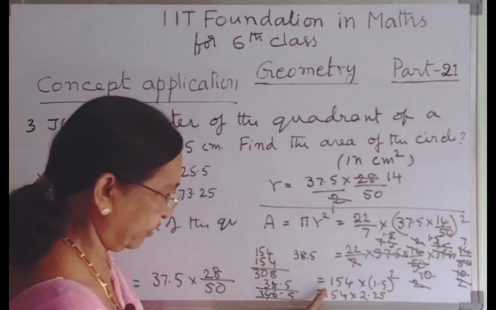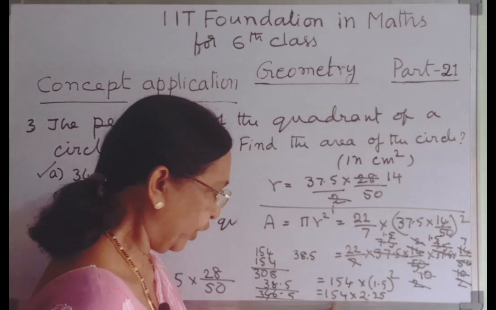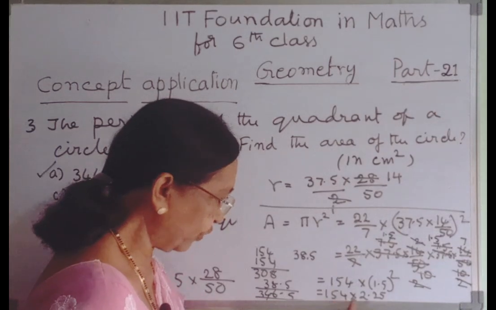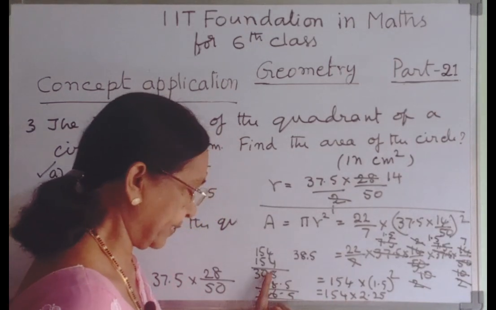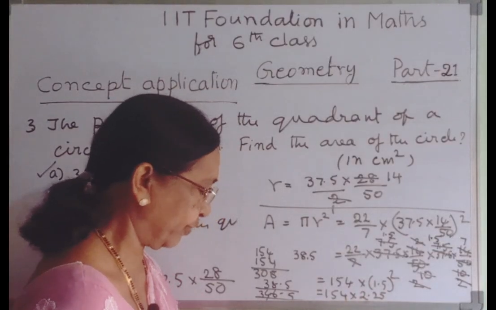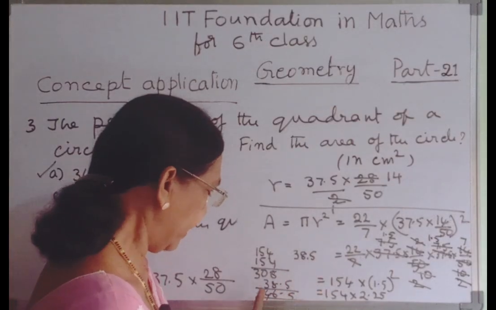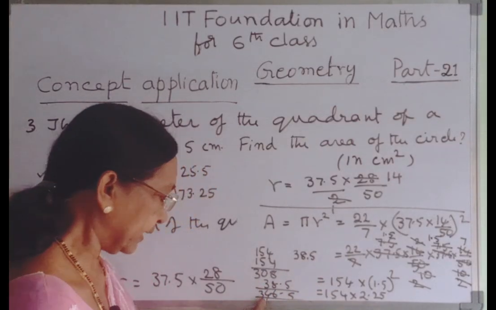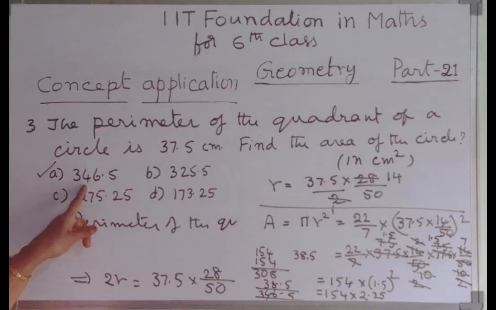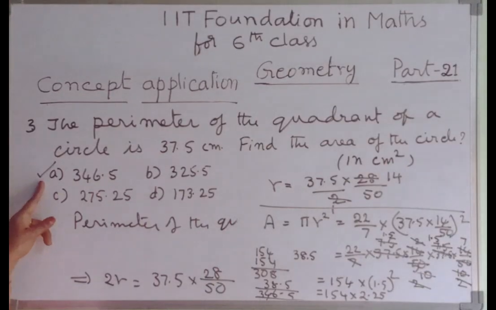So here you have to simplify it carefully. 154 into 2.25. You need not multiply by three of these numbers. 154 twos, 308. 154 into 0.25. 0.25 means 1/4. 1/4 of 154 is 38.5. Therefore, adding these two, we get 346.5, which is the area of the circle. Therefore, the first option is correct.